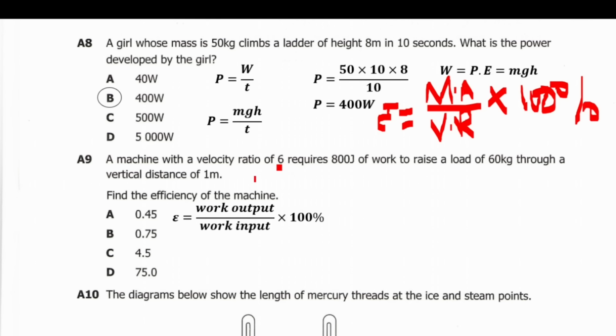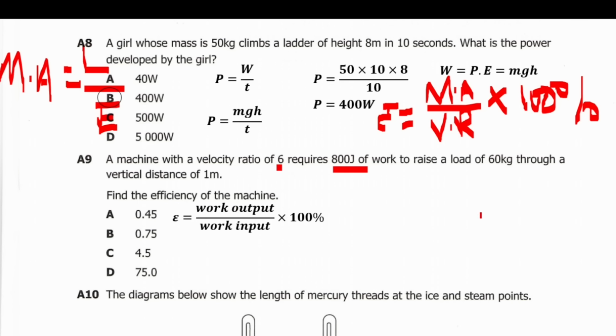So velocity ratio is 6. How about mechanical advantage? Mechanical advantage is found by load over effort. Since we don't have the effort here, we only have energy here. So we are going to use this formula here which says efficiency is equal to work output divided by work input times 100%.